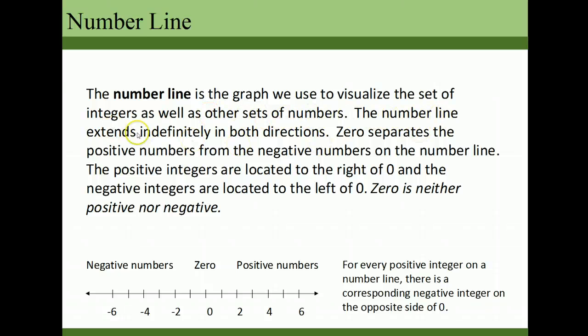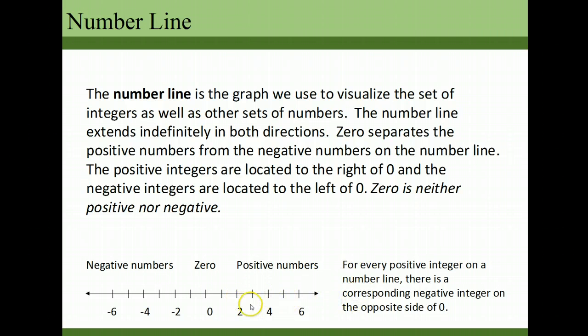The number line extends indefinitely in both directions. It's a horizontal line as drawn below. 0 separates the positive numbers on the right from the negative numbers on the left. The positive integers are located to the right of 0 and the negative integers are located to the left of 0. 0 is not considered either a positive or a negative number. The tick marks that are labeled tell you how far away that tick mark is from 0. The reason 2 is located at this tick mark is because it is 2 units away from 0 in the positive direction, right?